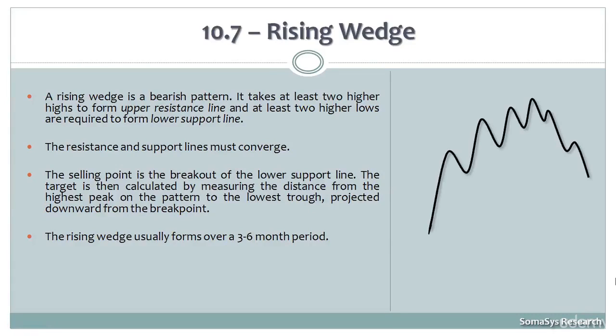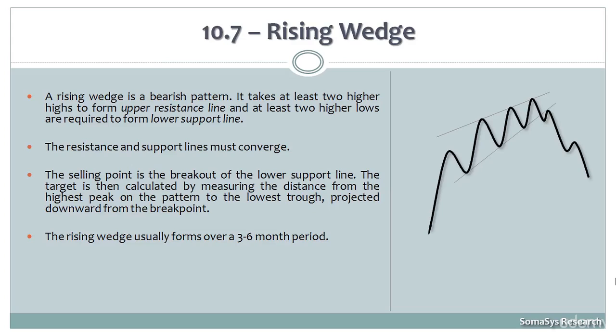A rising wedge is a bearish pattern, but may also appear as a continuation pattern. It takes at least two higher highs, ideally three, to form the upper resistance line, and at least two higher lows are required to form the lower support line. The resistance and support lines must converge as the pattern matures.